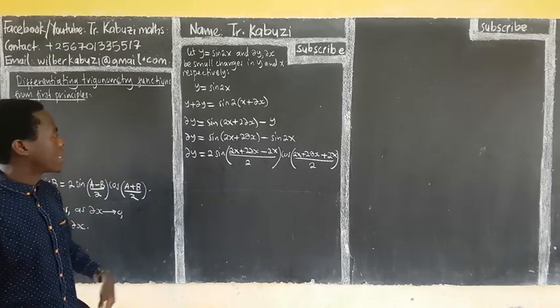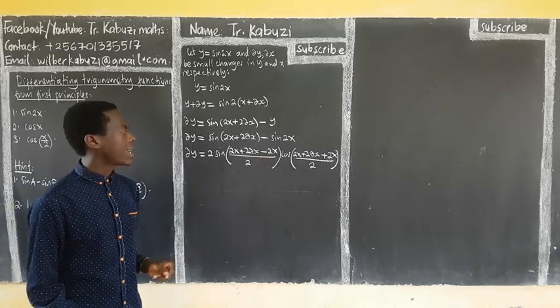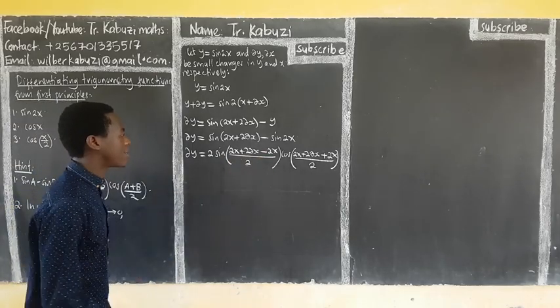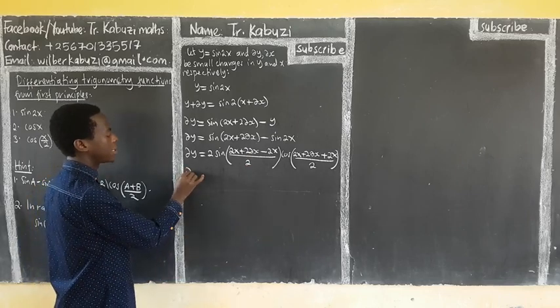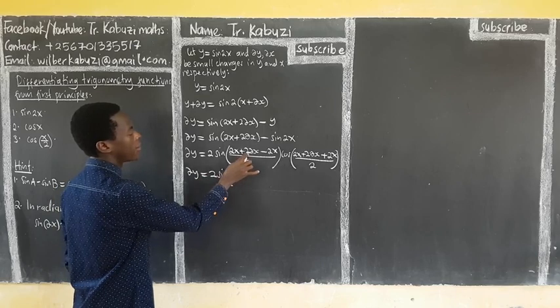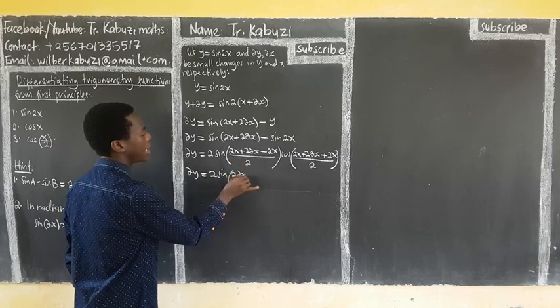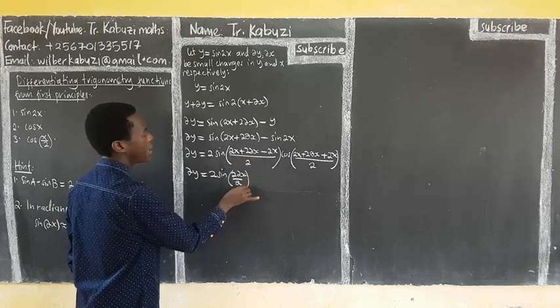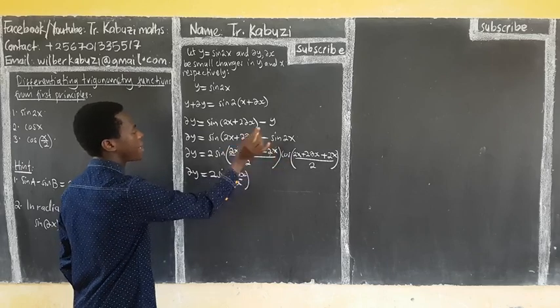Now this 2x and this 2x cancel. So dividing by 2, we get delta y equal to 2 sine of 2 delta x over 2, times cos, and this and this vanish.